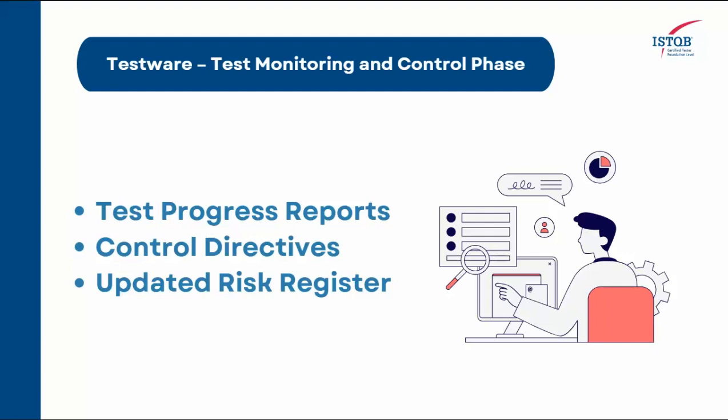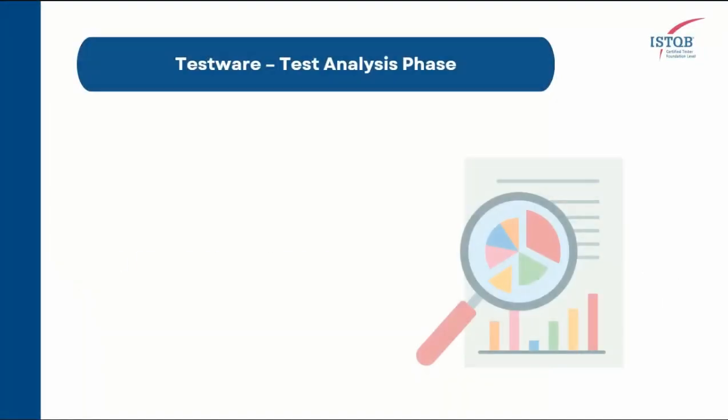In test monitoring and control, we're tracking progress. Here, Testware includes test progress reports that log our advancement, issues, and any adjustments made. This phase also produces control directives, which are like decision documents for any changes needed to keep testing aligned with project goals. We also update risk information as we go.